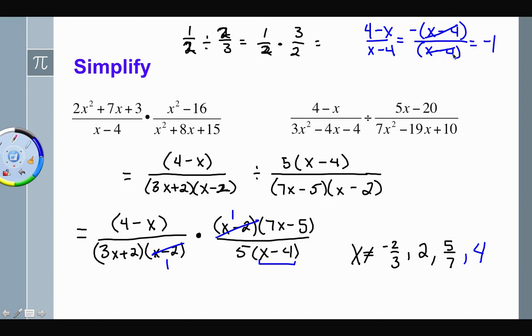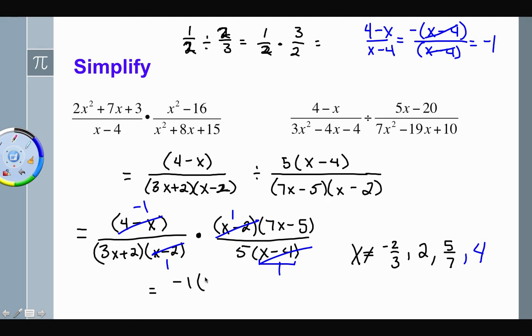Now, you could do the factoring there if you would like, or you can just know that if you have 4 minus x over x minus 4, or 2 minus x over x minus 2, this is going to cancel to a negative 1, and this one's going to cancel to a positive 1. That gets rid of everything in common from top and bottom, from numerator and denominator. So I have a negative 1.